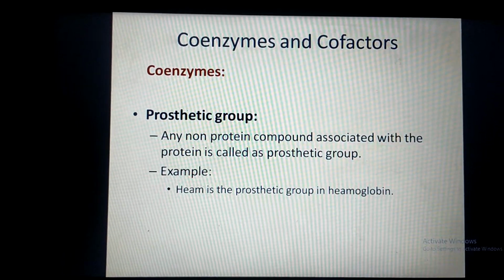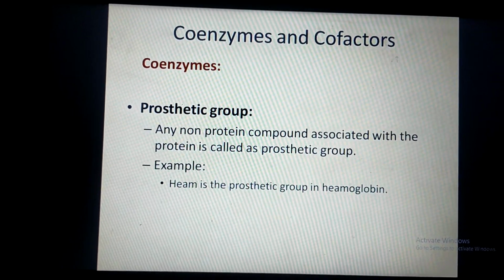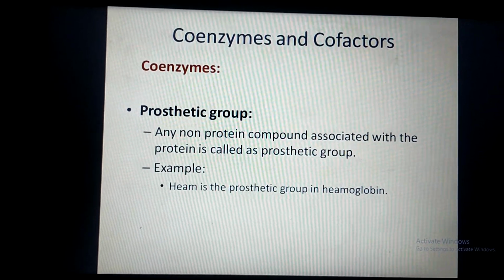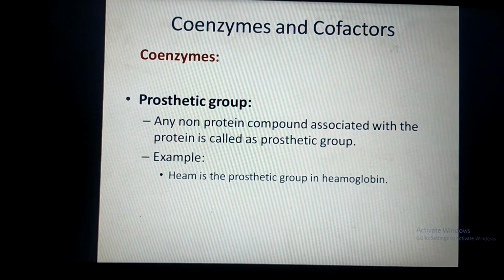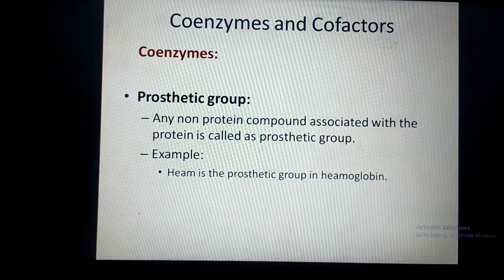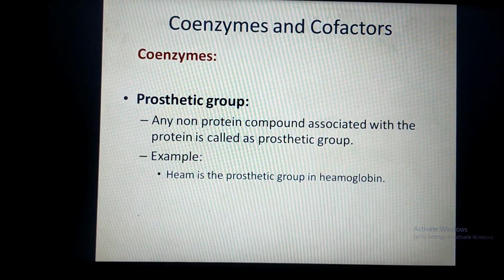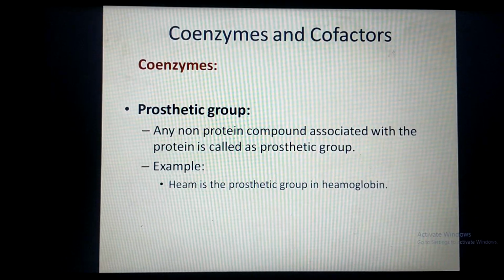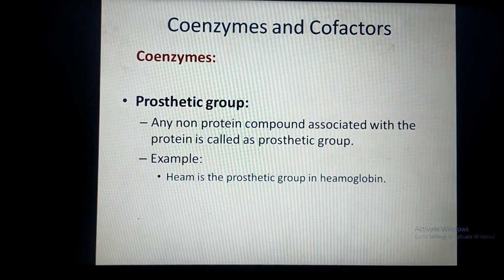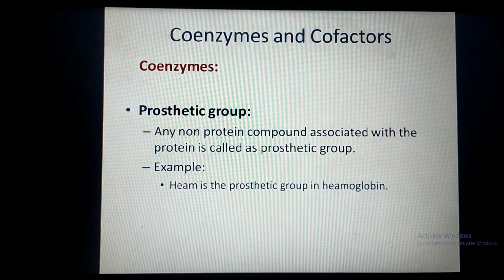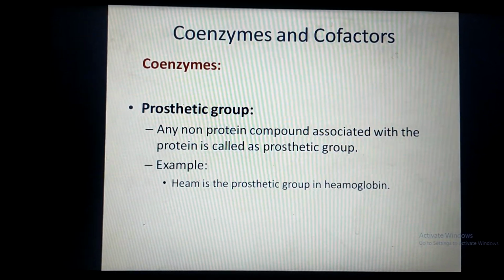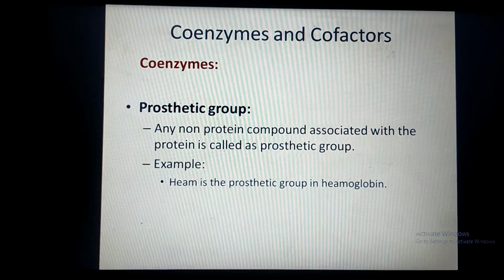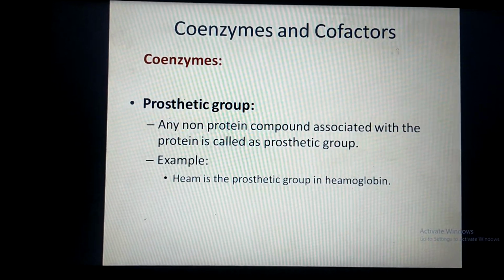Sometimes the word prosthetic group is given in books. A prosthetic group is nothing but a non-protein compound associated with a protein. The protein may be an enzyme protein or a non-enzyme protein. For example, in hemoglobin, heme is the prosthetic group associated with globin.